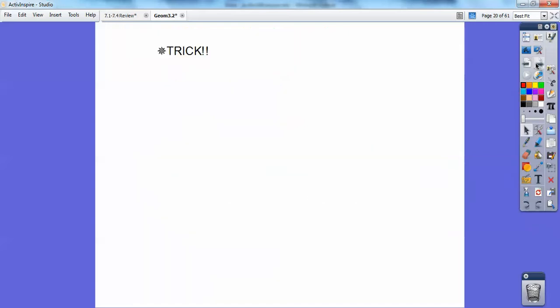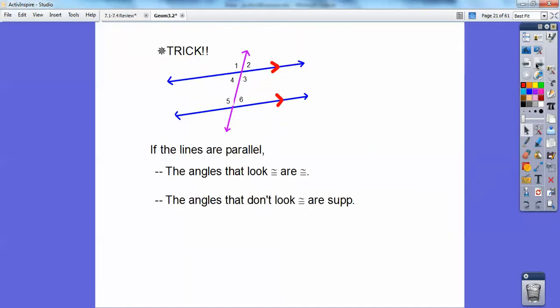So the trick is this: if they look like they're congruent, then they are congruent. If they don't look congruent, then they're supplementary. So like 1 and 6, angle 6 looks like an acute angle and angle 1 looks like an obtuse angle, so they can't be congruent, so they must be supplementary. Same with 4 and 1. One's an acute angle, one's an obtuse angle, so they must be supplementary.